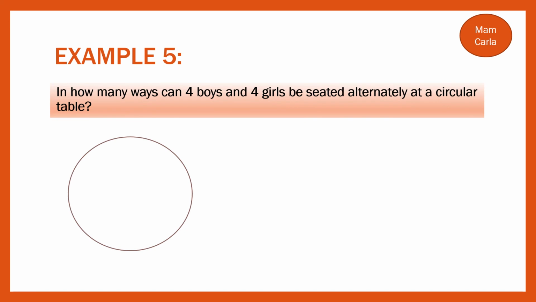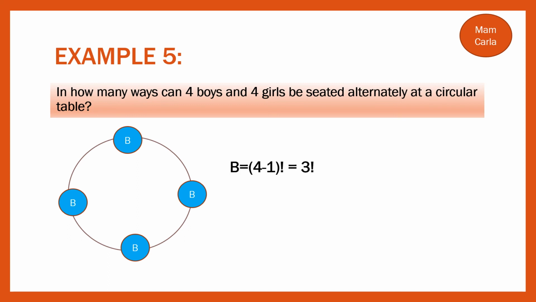Let us have the fifth example. In how many ways can 4 boys and 4 girls be seated alternately at a circular table? Let us sit the boys around the table first. They can be seated in 4 minus 1 factorial. So the boys can be seated in 3 factorial ways. The girls then will have 4 factorial ways of sitting between the boys.